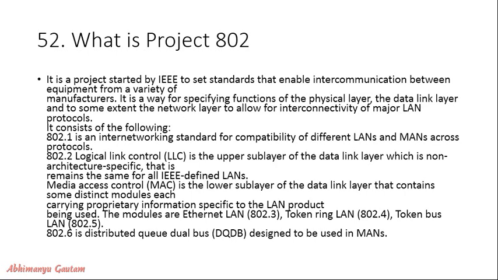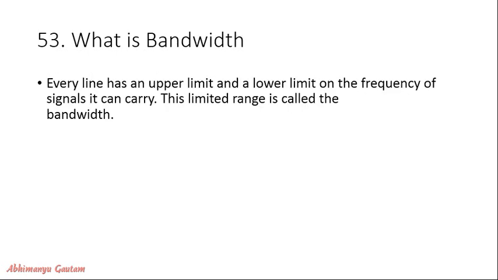Media Access Control is the lower sublayer of the data link layer that contains some distinct modules, each carrying proprietary information specific to the LAN product being used. The modules are Ethernet LAN 802.3, token ring LAN 802.4, token bus LAN 802.5, and 802.6 is Distributed Queue Dual Bus, DQDB, designed to be used in MANs.